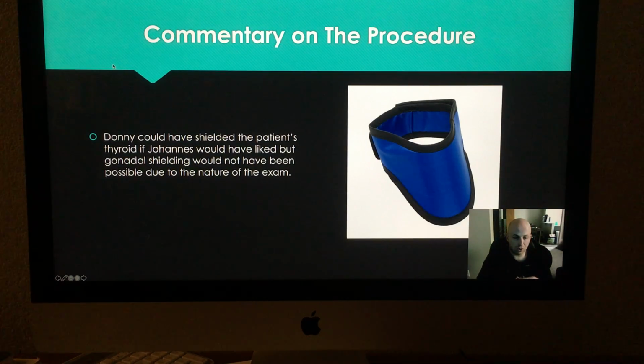Donnie could have shielded the patient's thyroid. It's never a bad idea, but he definitely couldn't have had him wear the full outfit, for obvious reasons, because of the section that we're scanning.